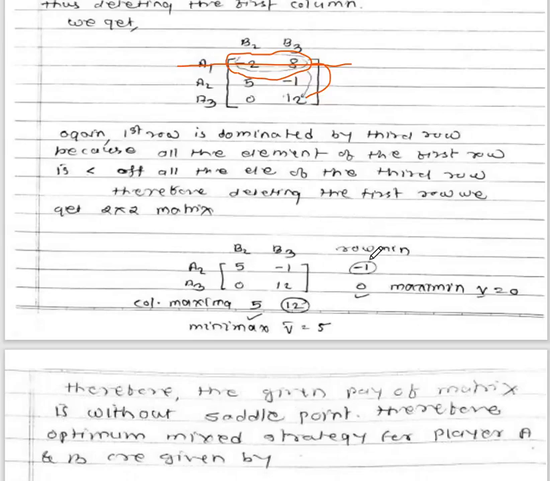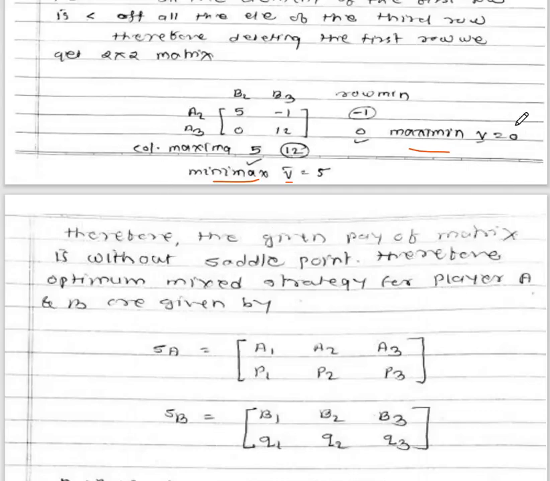Here we will find the row minima. Row minima means the smallest value in each row, that is minus 1 and 0. So find the maximum of these. Maximin means the maximum value among the row minima, denoted by lower v bar, equal to 0. Then we will find the column maxima, that is the largest value in each column, that is 5 and 2. Then find the minimax. Minimax means the smallest value among the column maxima, denoted by the upper v bar. If you observe from this payoff matrix, maximin is 0 and minimax is 5.